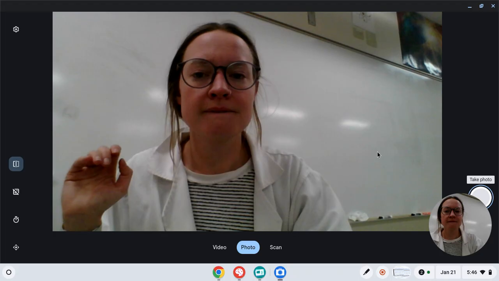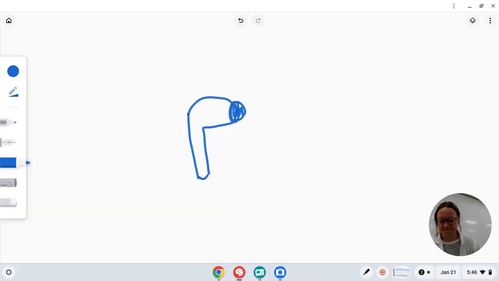What you see here with your AirPod, and don't tell anyone that I ever drew an AirPod like this, okay? Because this is not real AirPod life. But AirPods have two parts. They have a little microphone down here. This right here is your microphone. Then up here, at the top, you have a speaker.